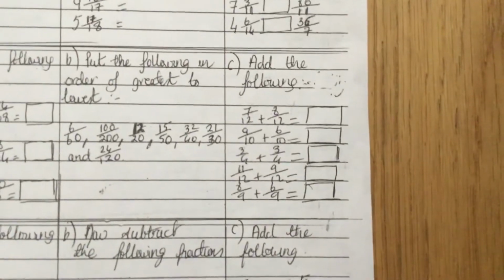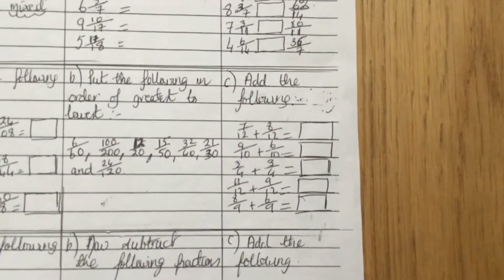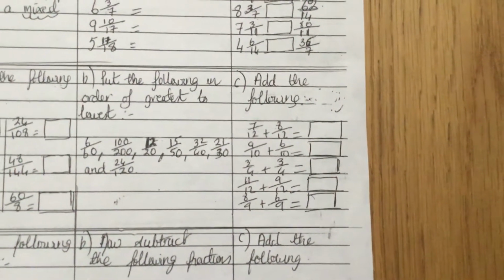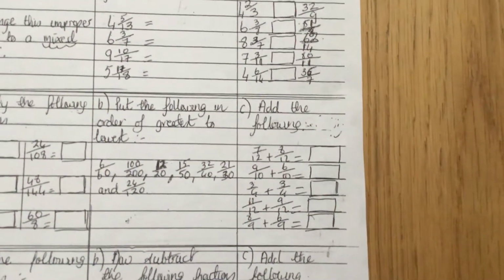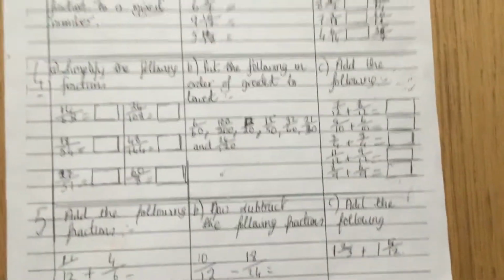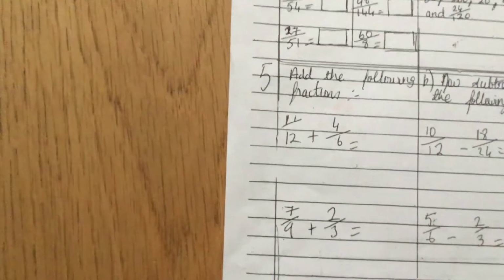Add the following. So we add the following here, and I want you to then break it down into its simplest form. So if it's, for example, 7 and 8 are 15 over 12, and then break it into a mixed fraction, and if the fraction can be broken down into its simplest form, please do that also. Add the following, and to add the following you have to find a common denominator.